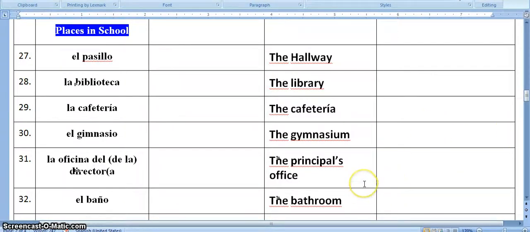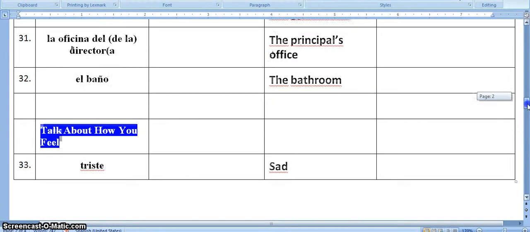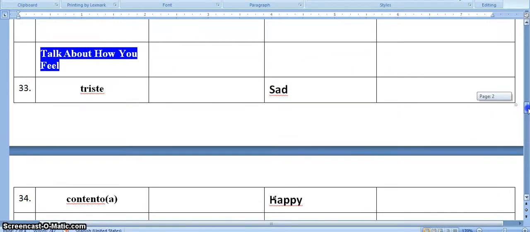It's not el bano, el baño. You notice that this little squiggly mark over the N makes an N sound, so it's el baño. Alright? Oh, okay. I love this part right here.